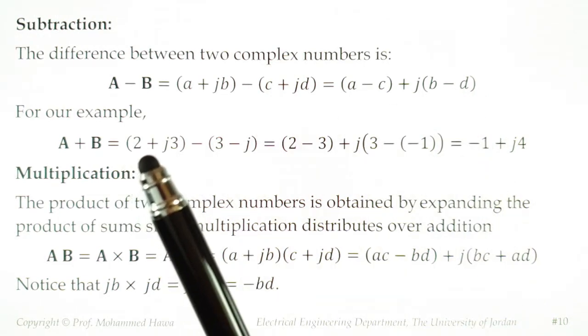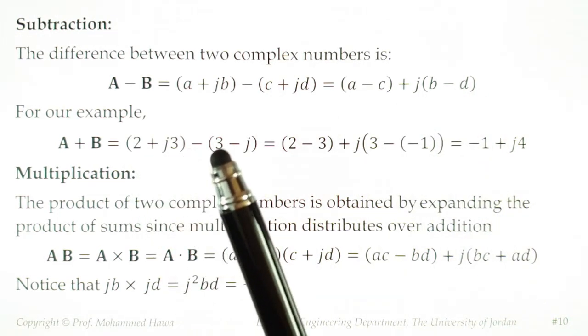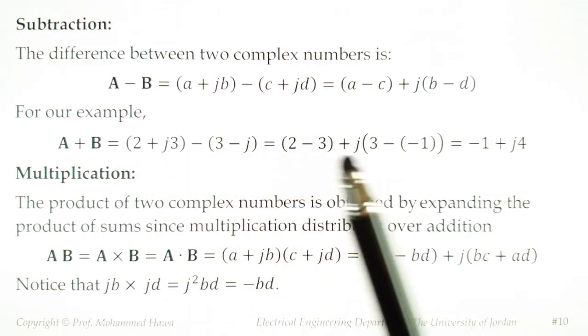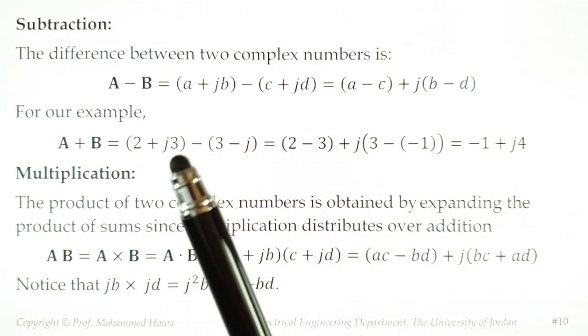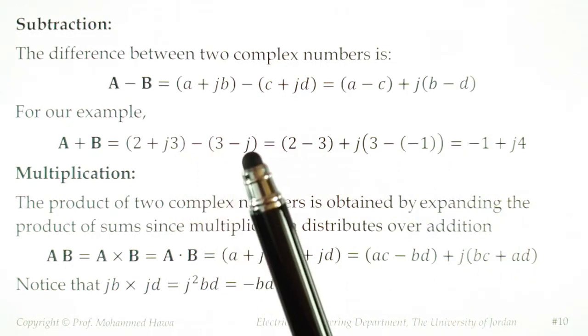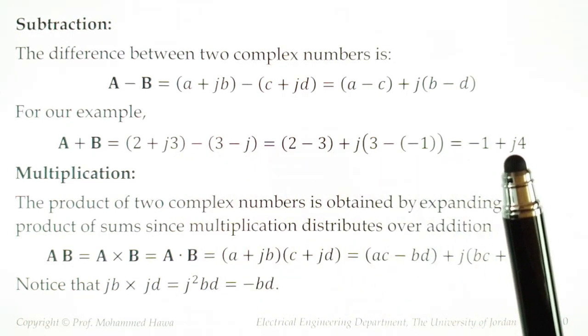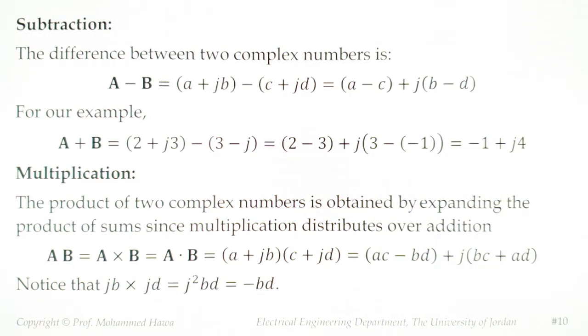For example, 2 plus j3 minus (3 minus j): take 2 minus 3, that's the real part, which is minus 1, and take 3 minus minus 1, that's the imaginary part you see here, which is equal to 4. So the result of the subtraction is minus 1 plus j4. Addition and subtraction of complex numbers is quite simple.